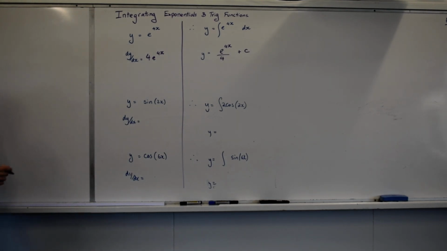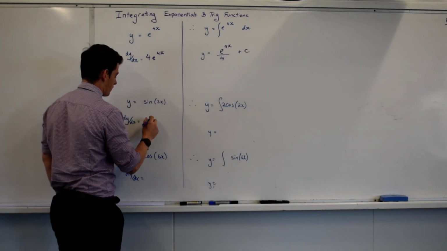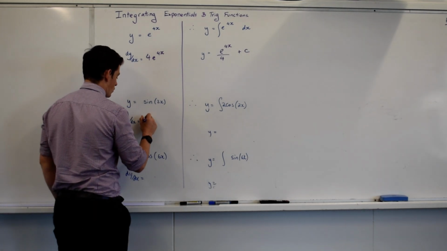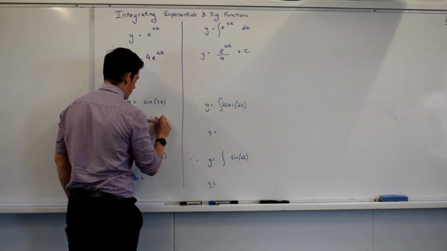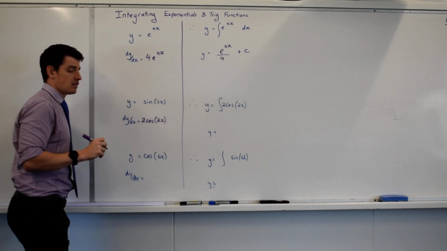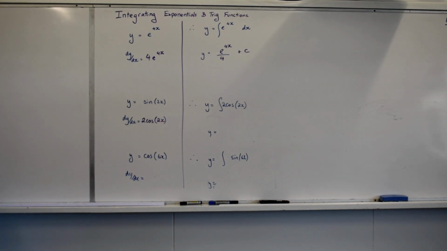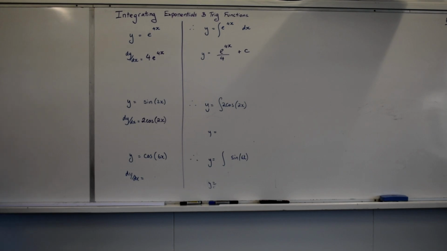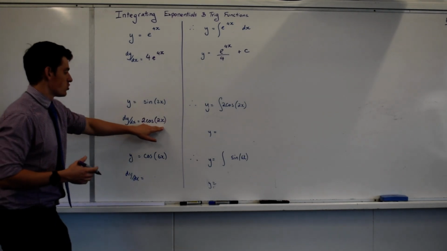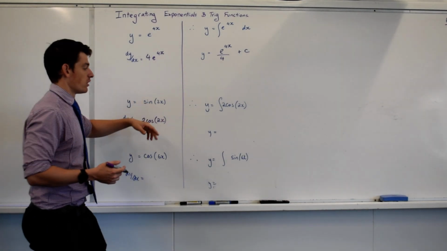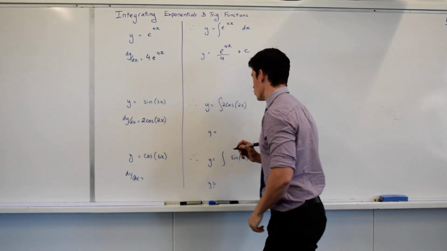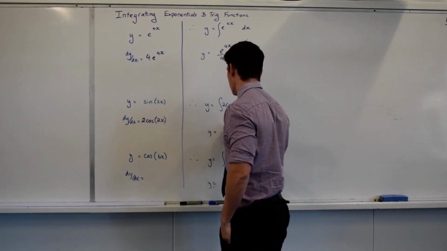What's the derivative of sine 2x? 2 cos 2x. Now, I've made your life nice and easy here. If I was to integrate that, what should it go back to? So if I was to integrate this, it should go back to that, correct? So if I'm going to integrate 2 cos 2x, it must become sine 2x.